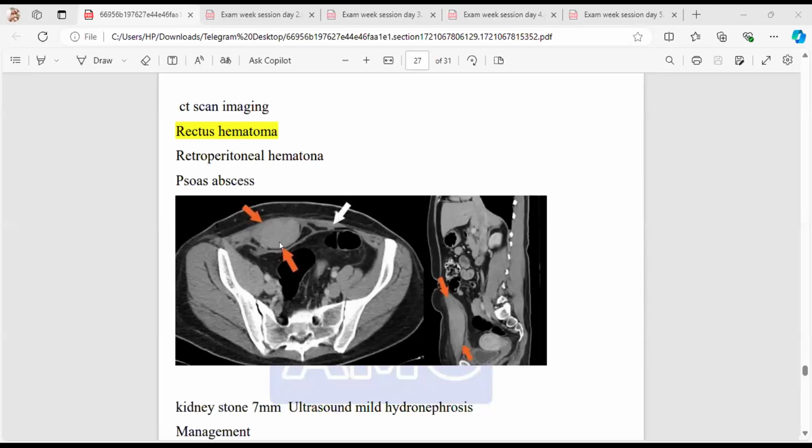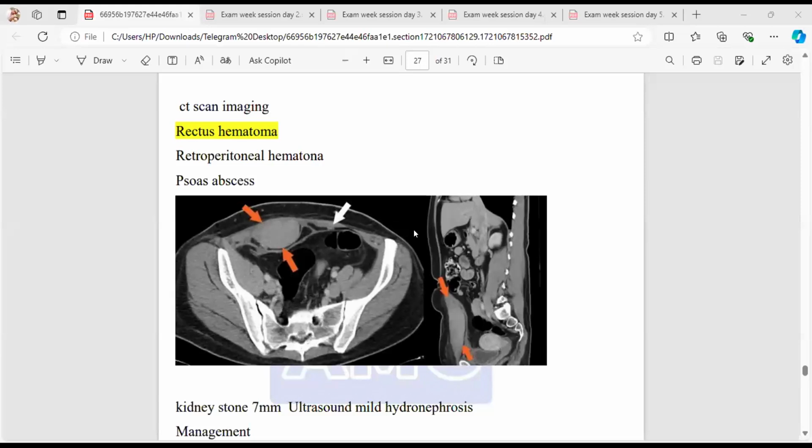But if it is not here and is somewhere else, maybe it is in the retroperitoneal area, so please try to read all the hematomas. Maybe it is a retroperitoneal hematoma, maybe it is a rectus sheath hematoma. Don't say that if there is a warfarin history, the answer will be rectus sheath hematoma. No, it is not compulsory that with every warfarin history the answer will be rectus sheath hematoma. Maybe this bleeding occurred in another part of the abdomen.